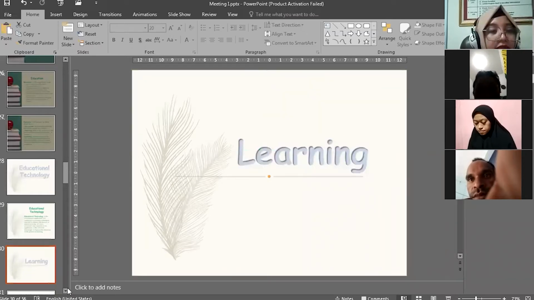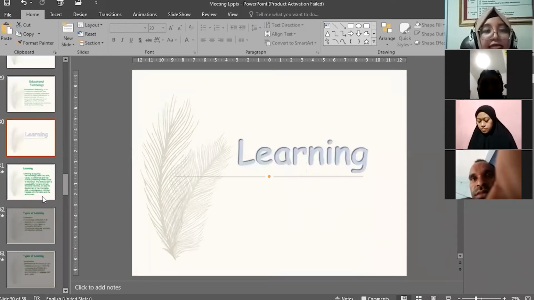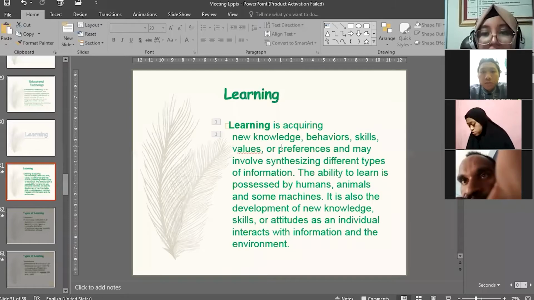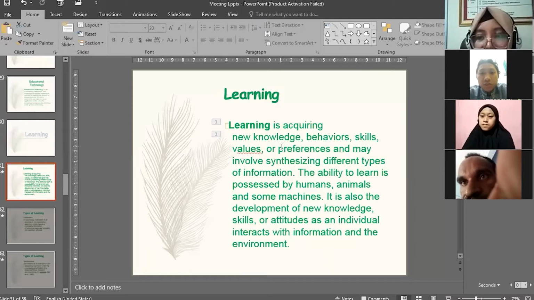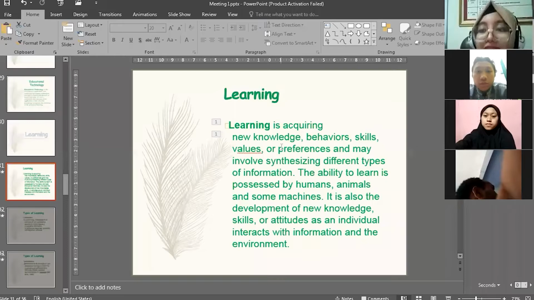Okay. Since our focus today is discussing media, technology, and learning. Learning here is acquiring new knowledge, behavior, skills, values, or preferences, and may involve synthesizing different types of information. So you need to understand this definition really well. If from today's meeting you do not acquire new knowledge, it means you do not do learning.